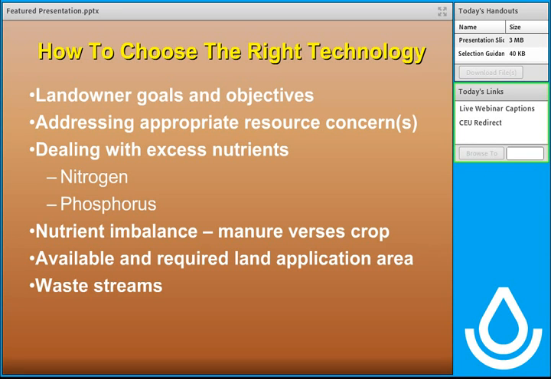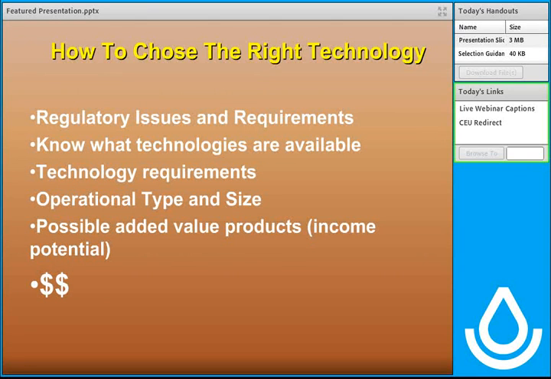How does the landowner want to deal with the manure? Do they want to handle it as a solid, a liquid, or a slurry? Are they willing to work with multiple waste streams? Knowing these types of things can help a landowner find a technology that will best fit their operation. Now, we all know that regulations are not going to go away, and the technologies that are used must help the landowner stay within the federal, state, and local regulatory requirements. Farmers want to be environmentally safe.